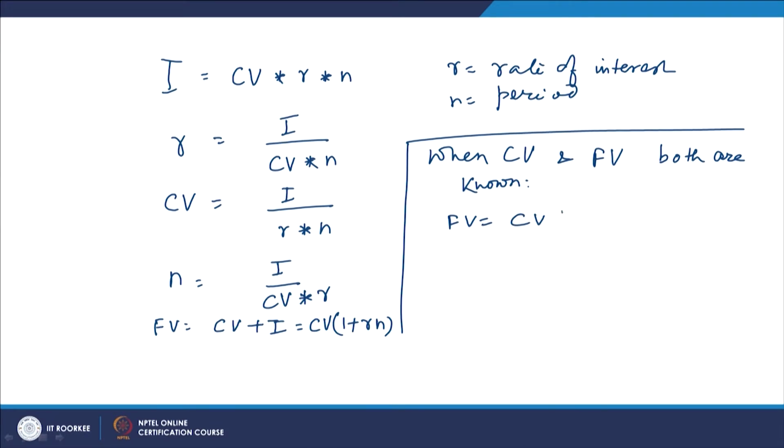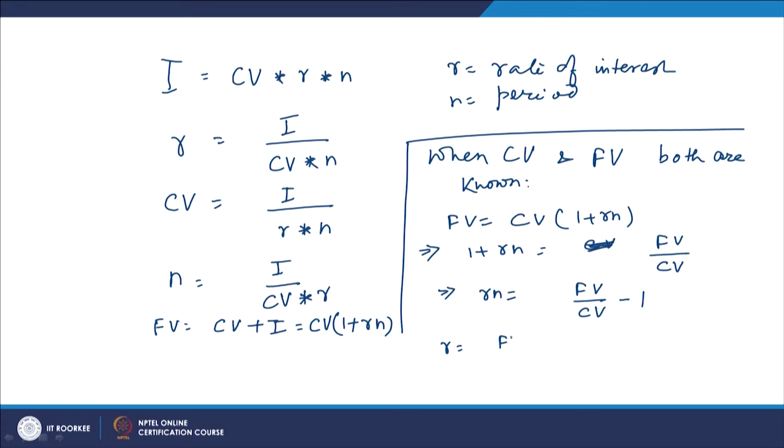So, from this expression FV equals CV into 1 plus Rn, what you get is 1 plus Rn will be FV upon CV. So, Rn will be FV upon CV minus 1. So, from this you can find either R or N.